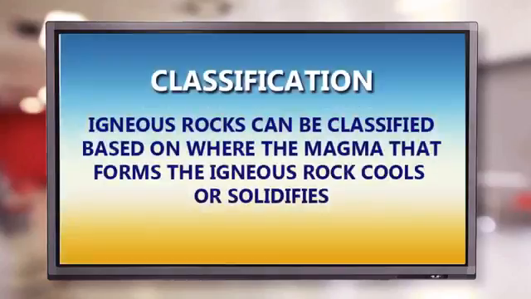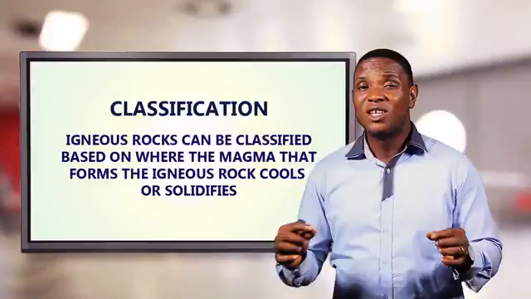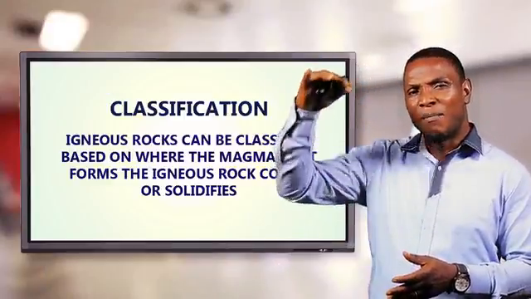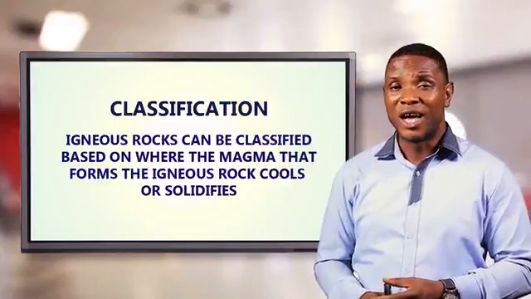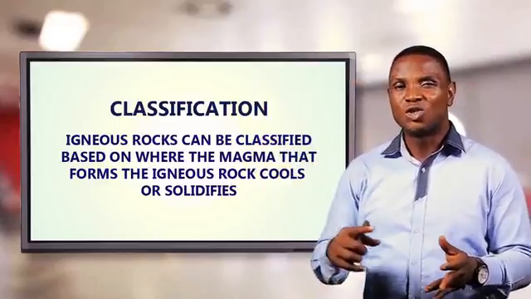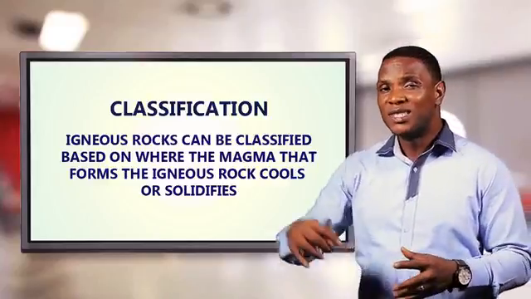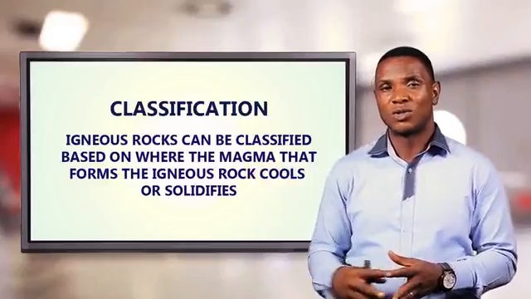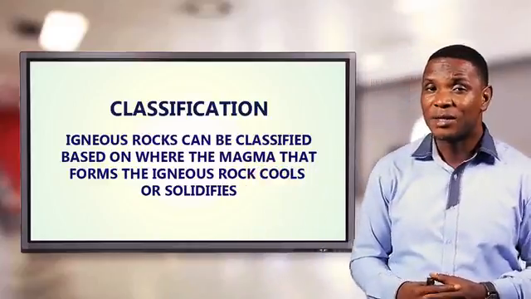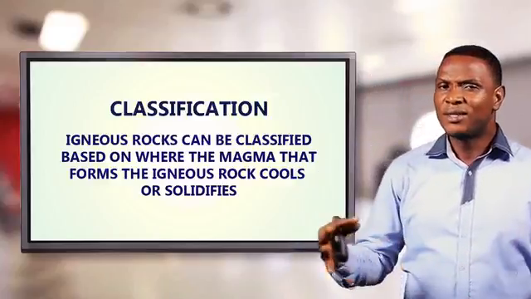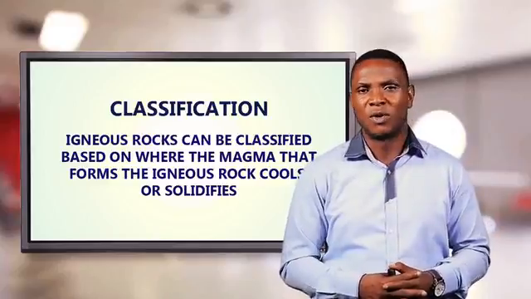Now, igneous rock can be classified based on where the magma that forms the igneous rock cools or solidifies. So, igneous rock that cools above the surface of the Earth, or above the Earth's crust, is referred to as volcanic or extrusive igneous rock. While magma that cools deep beneath the Earth's crust is referred to as plutonic or intrusive igneous rock. Now let's take a look at the two kinds of rocks that we have.